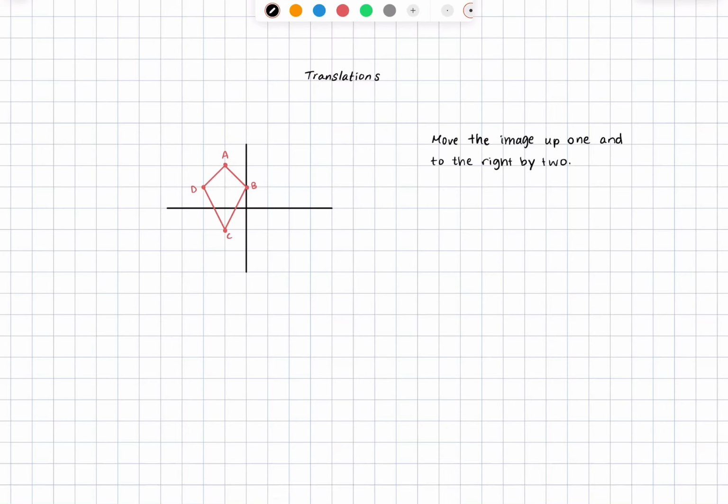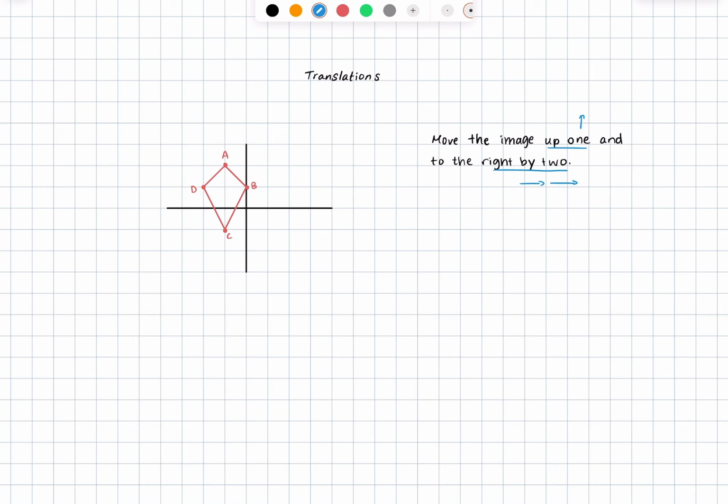Hey guys, in this video we're going to be talking about translations. So translations, when we look at this image right here, translations is basically moving an image up, down, left, or right. So the directions over here tell us to move the image up one. So we're moving it up by one, and then we're going to move to the right by two. So 1, 2. So we can do that for each point.